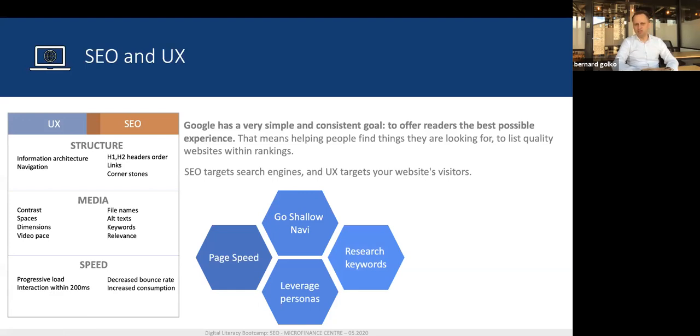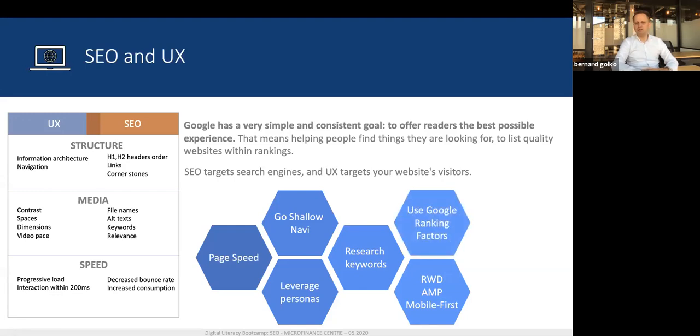Research keywords, again, responsive web design and mobile first. Google ranking factors, understanding them and addressing them. When you are not blind and you see what Google is doing, how they are evolving with this algorithm, you can be faster than competition and address those changes.